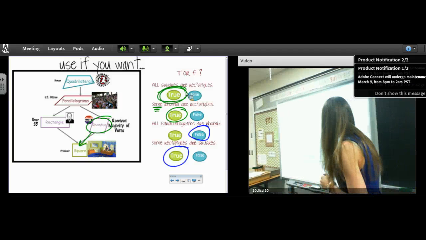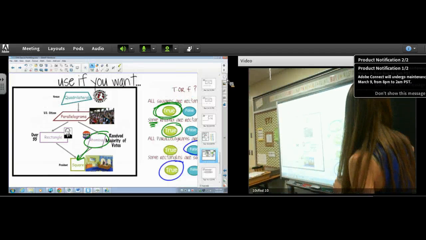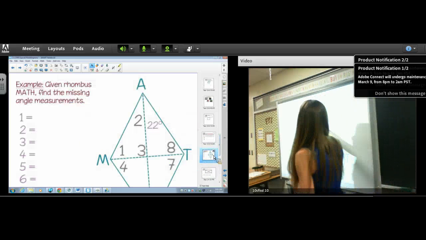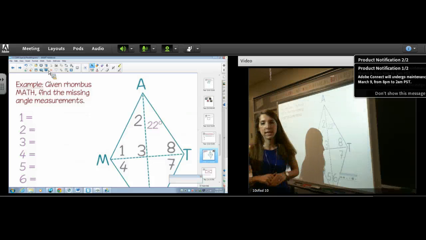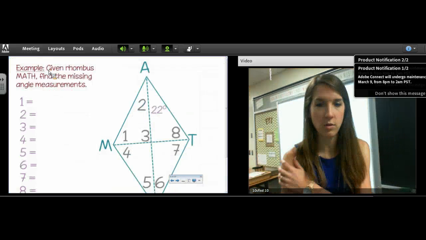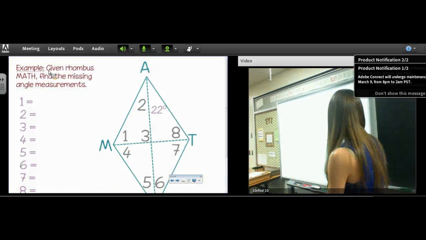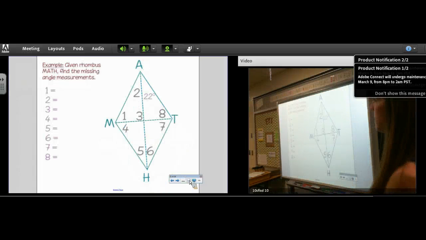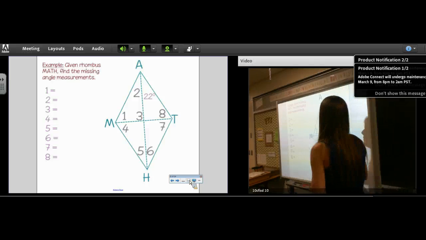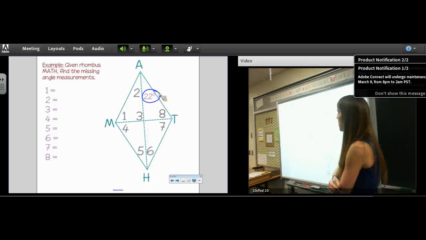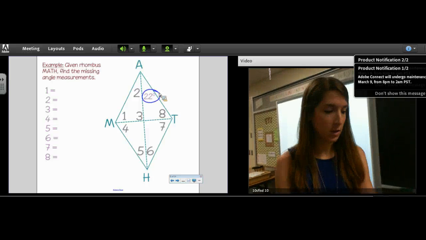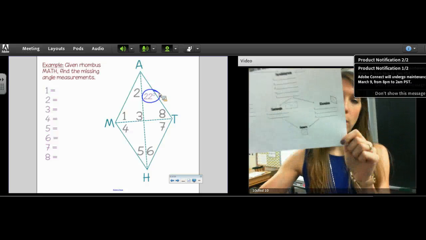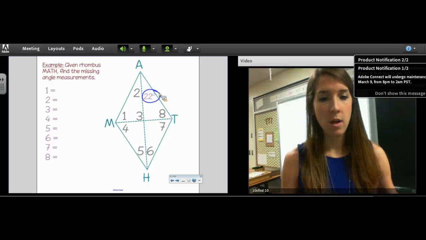Okay, now let's use our new properties to try some examples. I've got a couple examples, if you can just stay with me and then we'll be done. Given rhombus math, find the missing angle measures. This is the angle you're given, and you're trying to find all the missing angles. So you need to rely on your family tree until you get to know it.